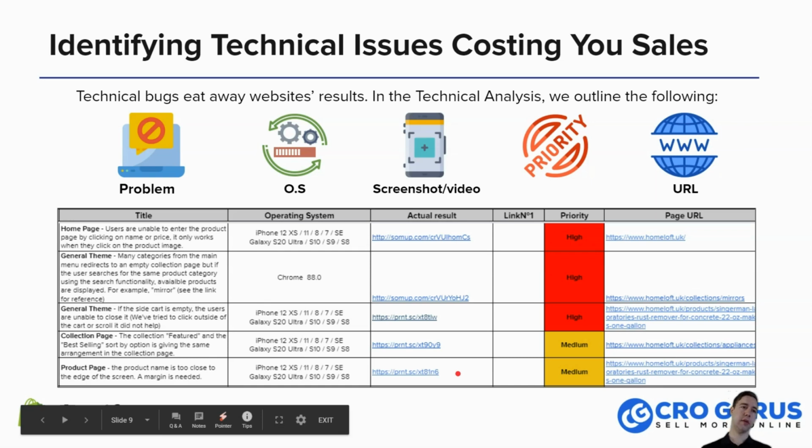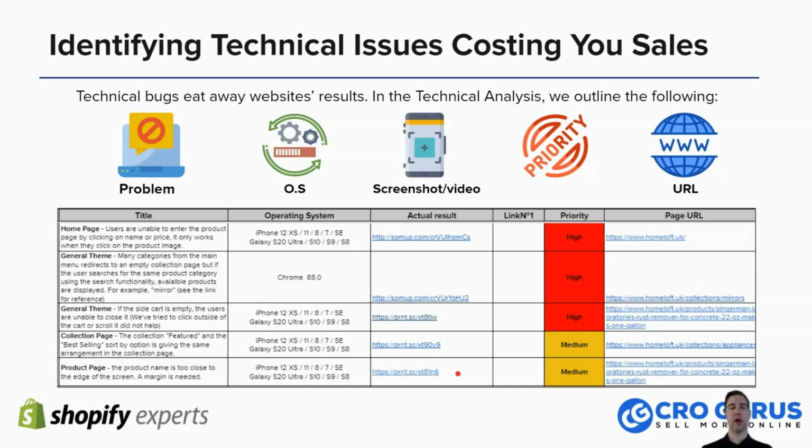Then the third part is the technical analysis. Almost all sites have some kind of technical bugs, and these are often eating away at your results without you knowing it. And this is why it's so crucial to make sure that the key pages of the store have a flawless technical setup for the most popular devices, browsers, and screen sizes. So in this technical analysis document, we outline individual problems with the operating system and the browser, and then screenshot or video them to provide context here.